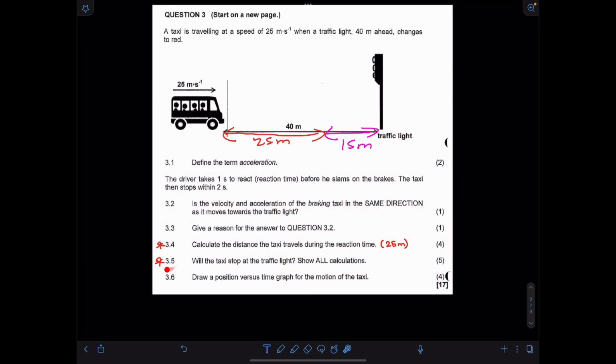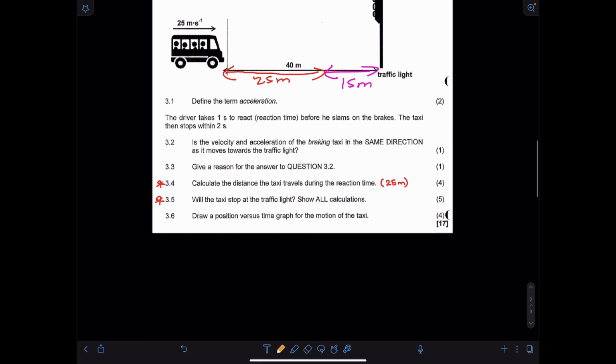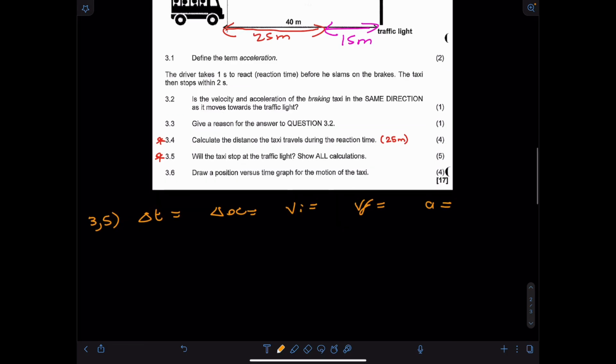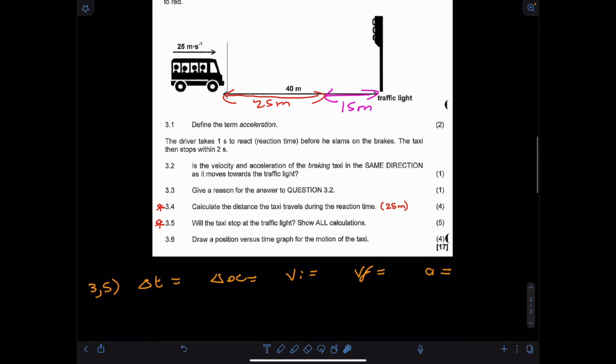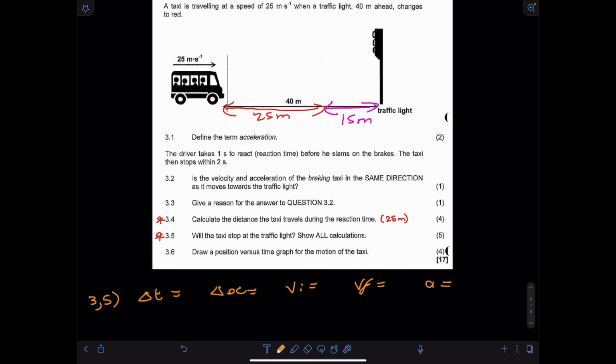So let's have a look at question 3.5 now. It says, will the taxi stop at the traffic light? Show all calculations. So pretty simple, just follow the 4-step framework: delta t equals, delta x equals, vi equals, vf equals, and acceleration equals. It says here the taxi then stops within 2 seconds. So that means our change in time for this period after the reaction time is going to be 2 seconds. Okay, so delta t is 2.